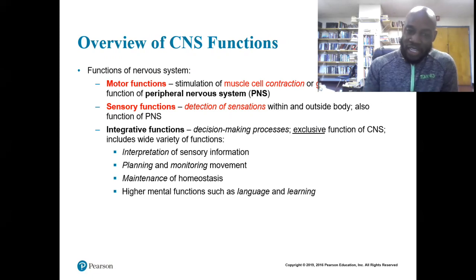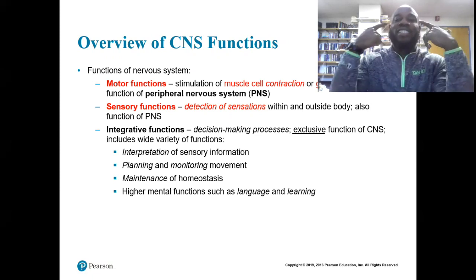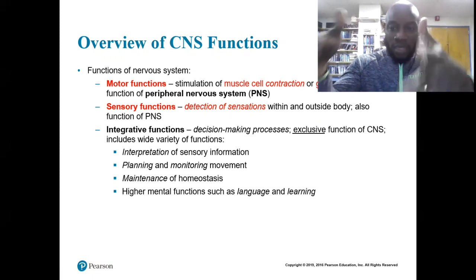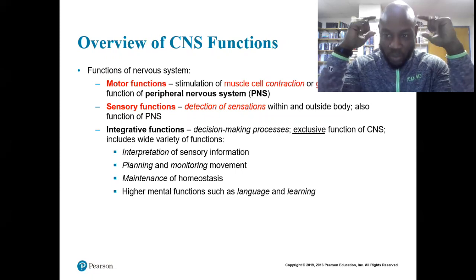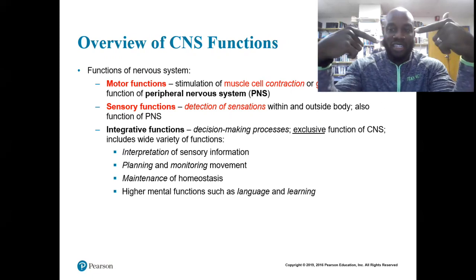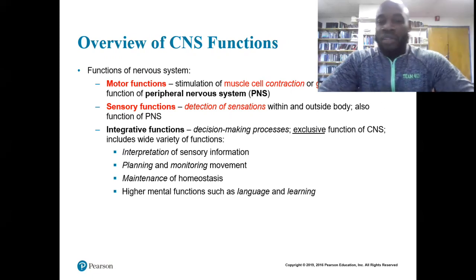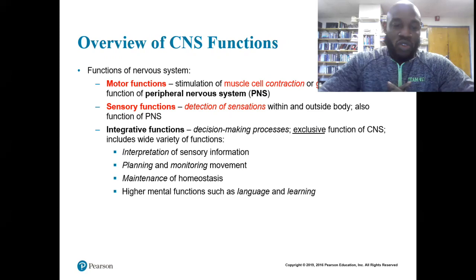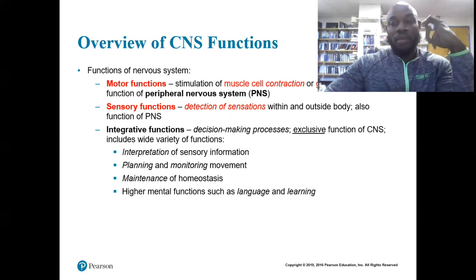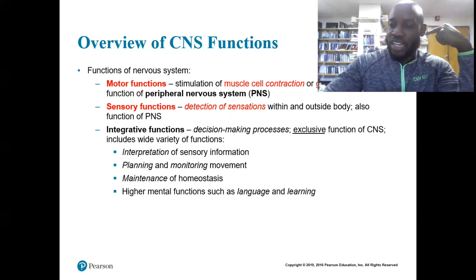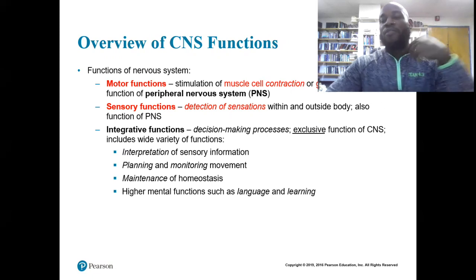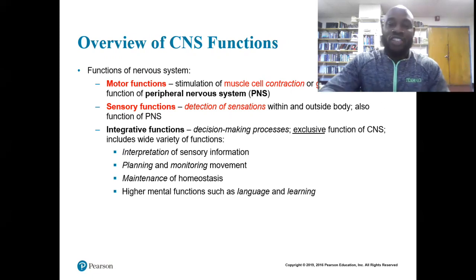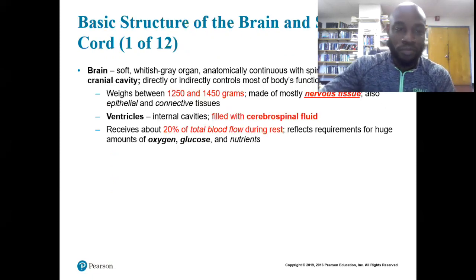So that's your decision making, your interpretation. I can see this computer screen with my eyes, but that's my peripheral nervous system. It sends the signal to my brain, and my brain is what tells me that what I'm seeing is the computer screen. Planning, monitoring movement, maintaining homeostasis, speaking. The fact that I'm able to speak right now, those words are being created in my central nervous system, and then the signal is sent to my tongue and to my vocal cords to be able to make the sounds that you are able to hear.